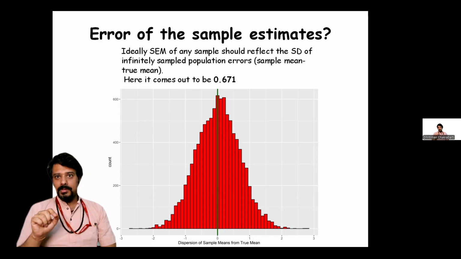Now we come to the definition of standard error. The standard deviation of these errors in measurement, when you have sampled the original population infinite times, is called the standard error. This is what it conceptually means. If you sample the parent population an infinite number of times, using the same sample size as your study, then you will get a distribution of the errors in the mean, and the standard deviation of those errors is defined as the standard error of mean.